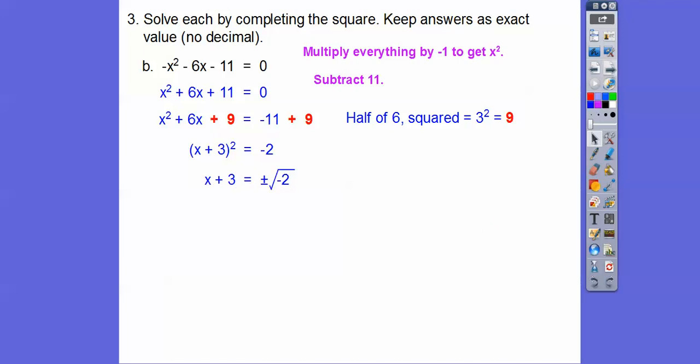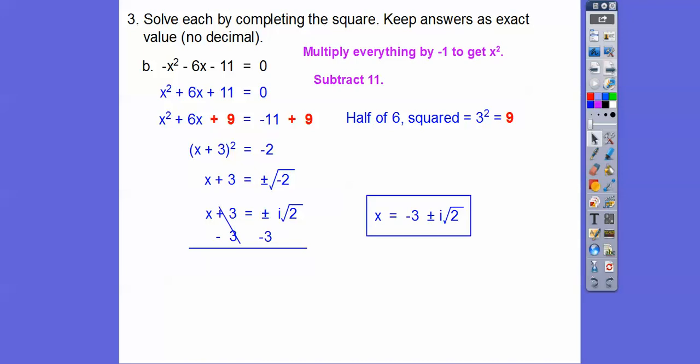Anyways, don't forget your plus or minus, okay? Don't forget the i now. Now we're going to pull the i out and then subtract 3. There's our answer. Okay, that was a little easier than the other one because there weren't fractions.